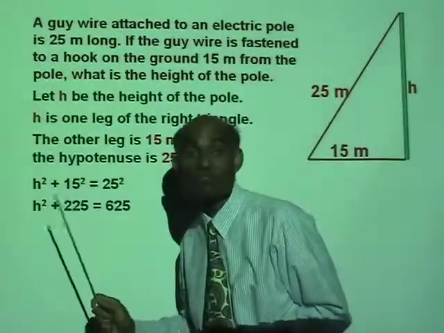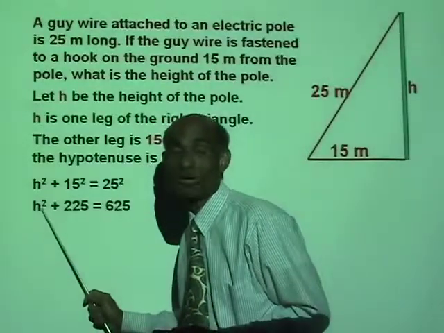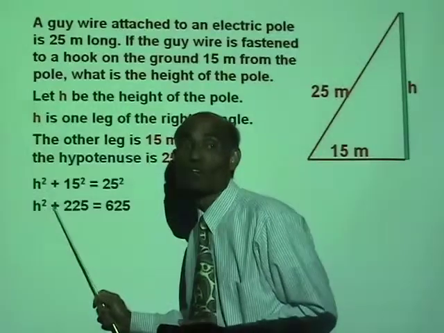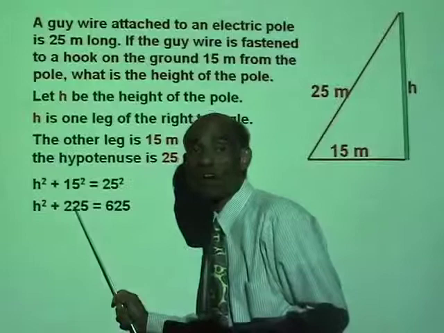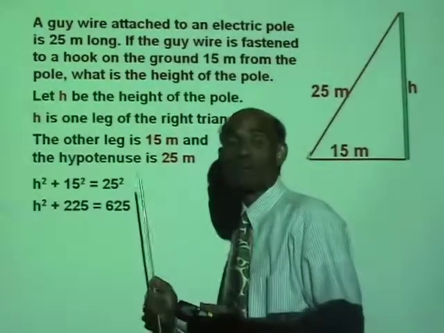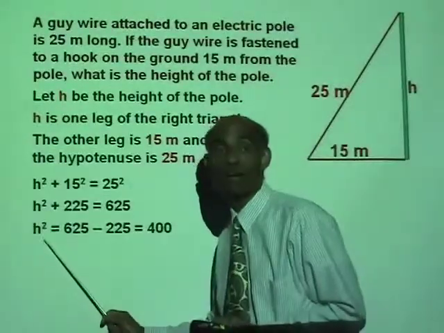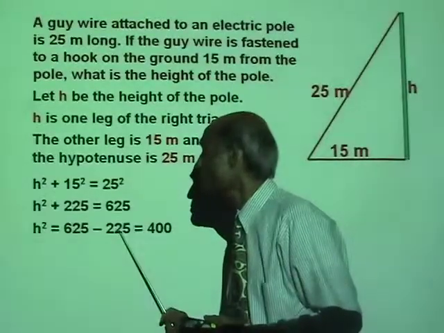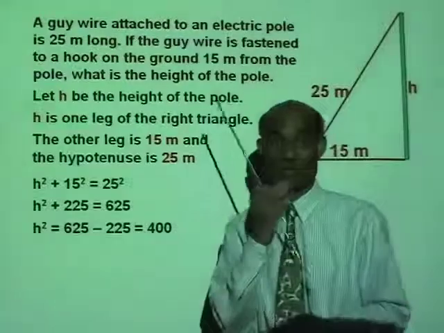Now what we need to do is to solve for H. So tell me, what is the first thing to do in order to solve for H? First of all, move this positive 225 from the left to the right. It will come to the right, become minus 225. So H squared equal to 625 minus 225, and that is 400.